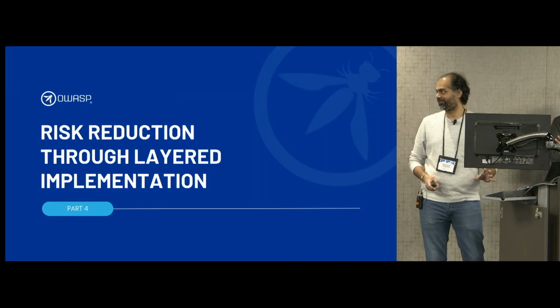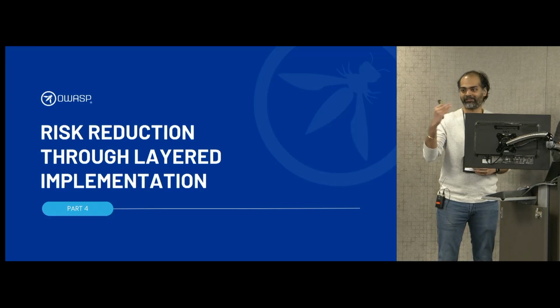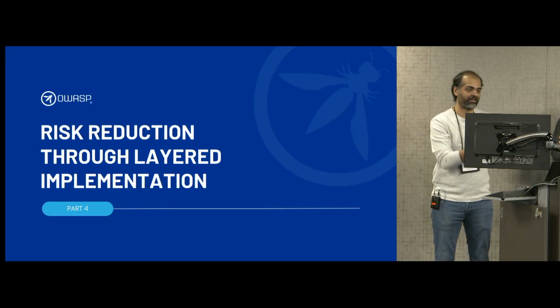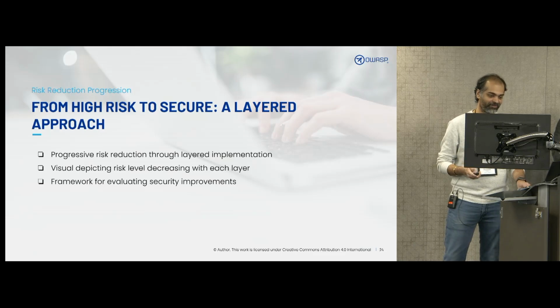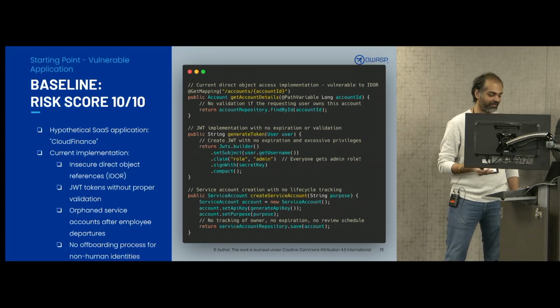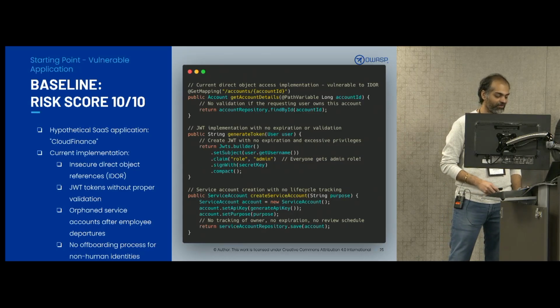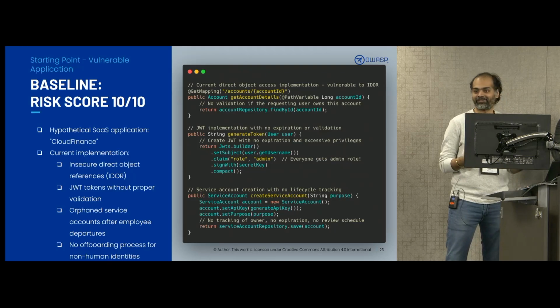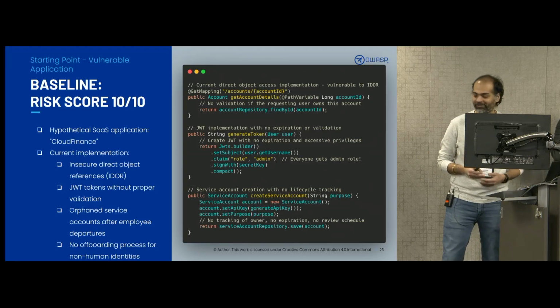Okay, so we spoke about all these concepts, but I wanted to present a hypothetical application and see how we could layer these different concepts and how they can help reduce the risk score. We went with a hypothetical SaaS application called Cloud Finance. It has multiple tenants, which means different companies could be using that product, and we want a clear boundary and demarcation of the accesses. In this example, you'll notice it has various OWASP vulnerabilities highlighted: there are insecure direct object references, and there are JIT tokens without proper validation in the generate token function.